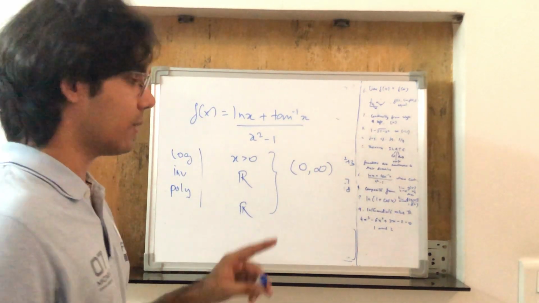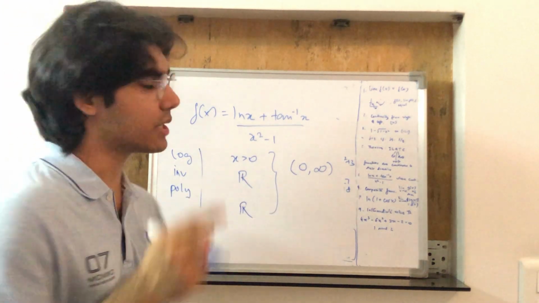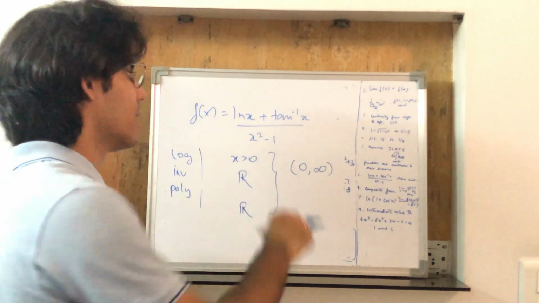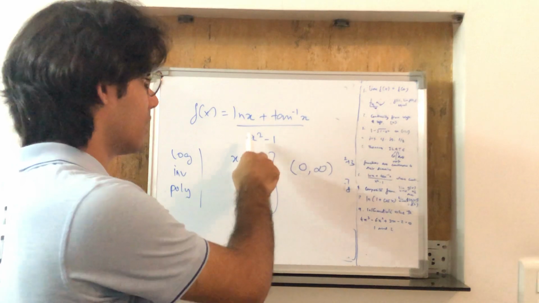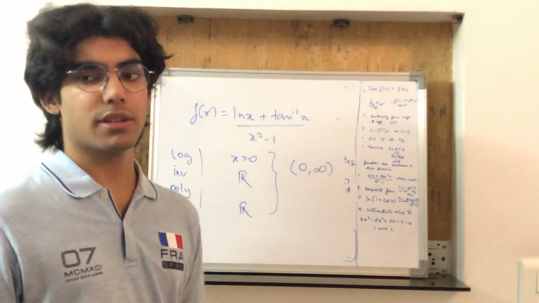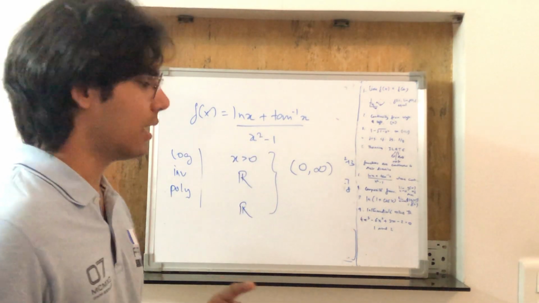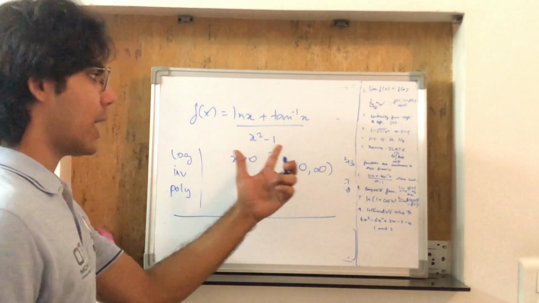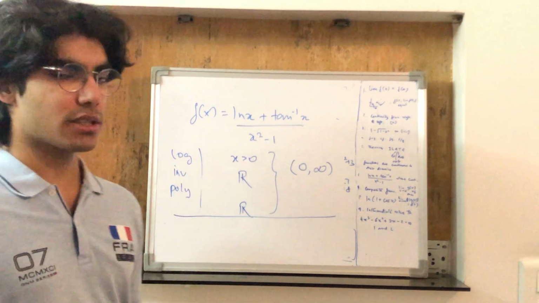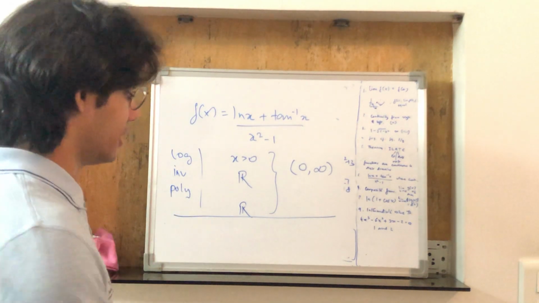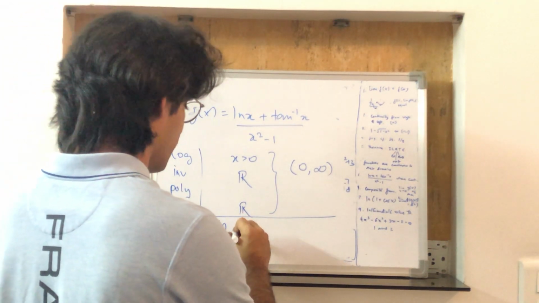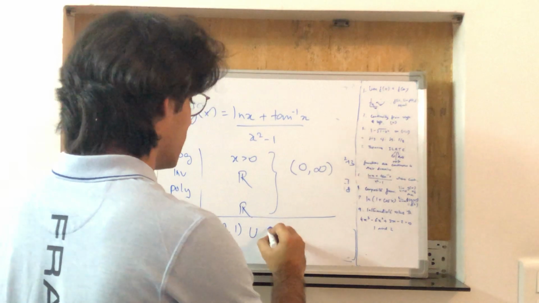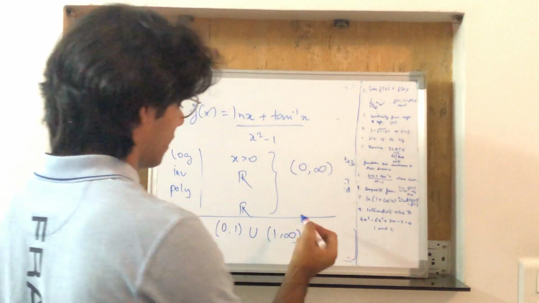However, one thing that you need to understand is that this function as a whole is not defined at x equal to 1. When you have x equal to 1, you're going to get 1 minus 1 in the denominator, which is 0, which means that the function is not defined there. So we need to take 1 out. So if you're asked where this function f of x is continuous, you're simply going to write 0 to 1 union 1 to infinity.